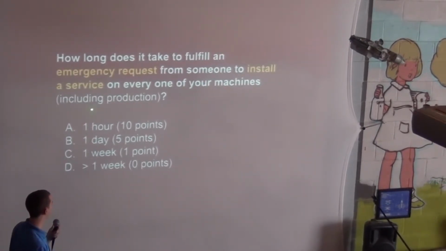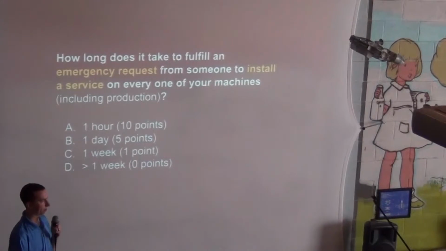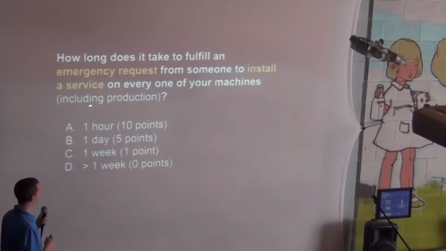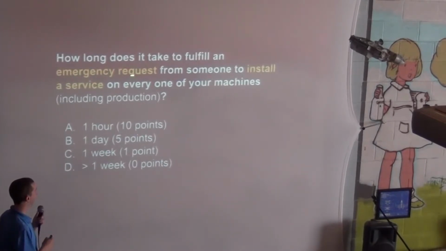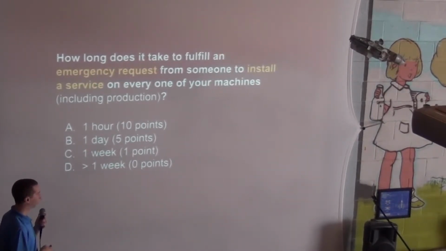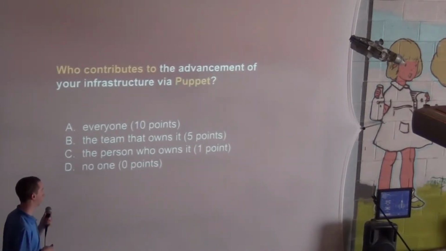Now the next one, the only difference is this emergency request. The difference between those two questions is awesome if you have data from internally in your company, because you will find that if you can have an emergency request fulfilled in like an hour, but it takes a normal priority request like a week or a month, then you're causing more pain for yourself down the road in the normal priority work, right? So the last one is, who contributes to the advancement of your infrastructure via Puppet?